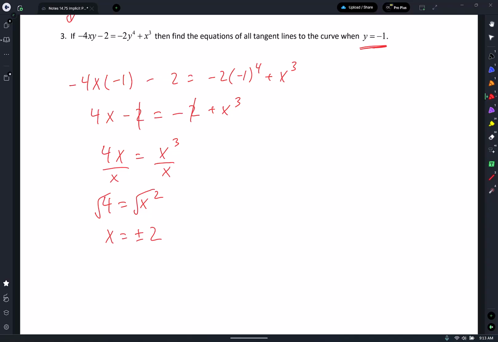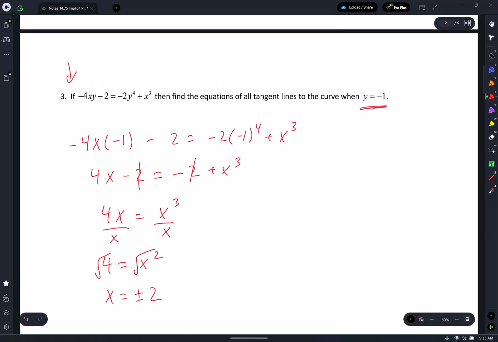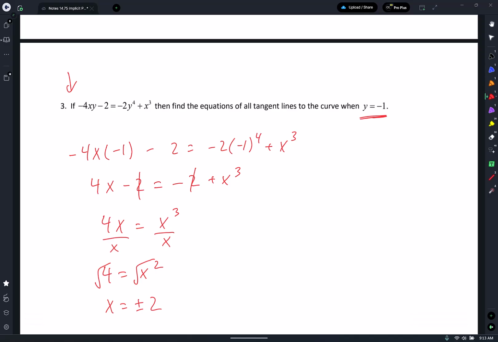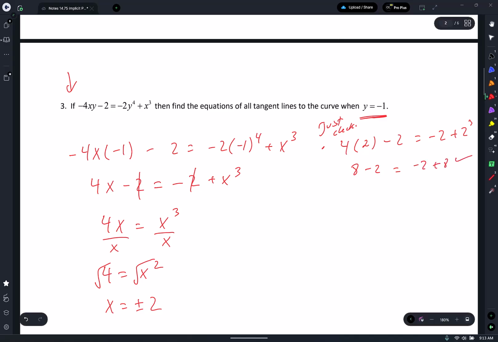And you can check it by plugging in the positive and negative 2 in here with the negative 1, to see if it works. What was my expression? This one? 4 times 2 minus 2. Let's see if that's the same thing as negative 2 plus 2 to the third power. I'm just checking. So 8 minus 2 equals negative 2 plus 8. That checks. That works.